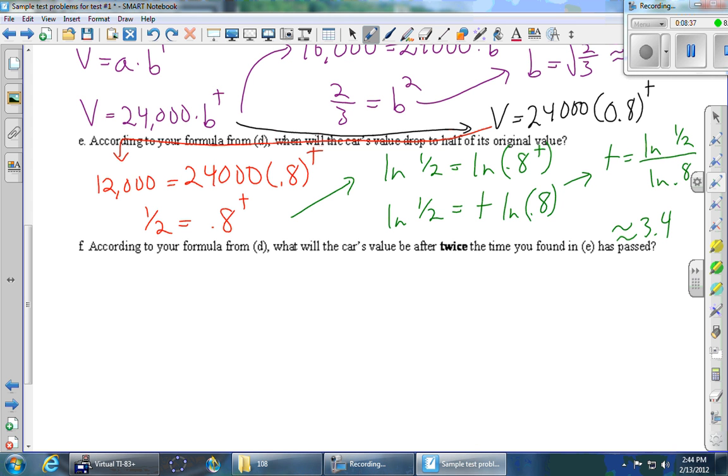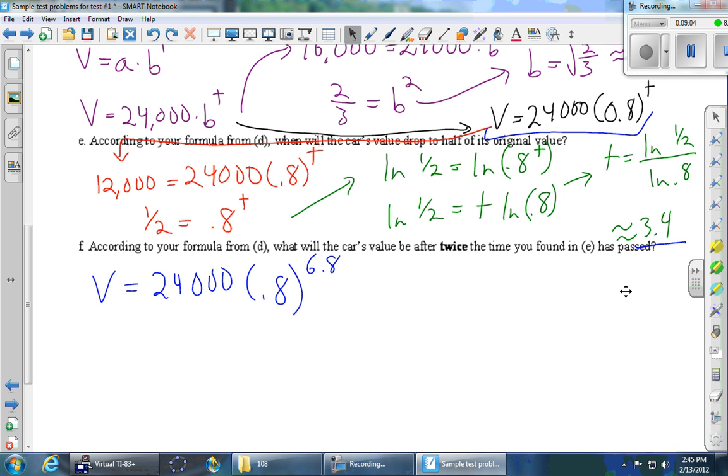And then it says, according to your formula, what will the car's value be after twice the time you found in E has passed? So we're using this formula again, but we're going to plug in twice the time we just found. So V equals 24,000 times 0.8 to the T. How much is T? Twice the time we just found. Twice 3.4, 6.8.